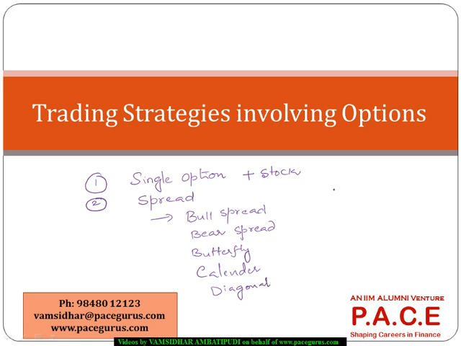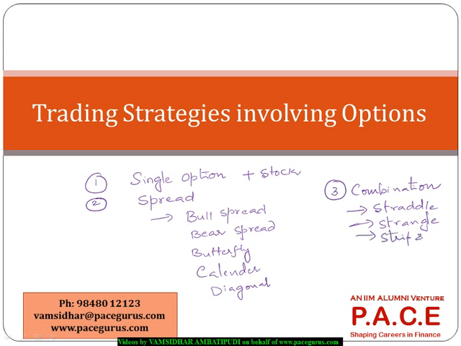And finally, I would also talk about a few combination-based strategies. What are these strategies? The common names being straddle, the strangle, and strip and strap. All these kinds of strategies are what I would like to cover as a part of this particular session.